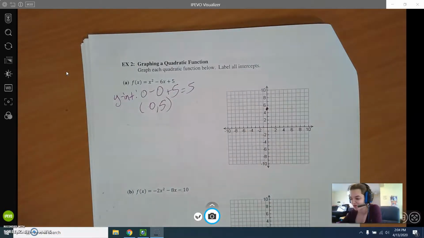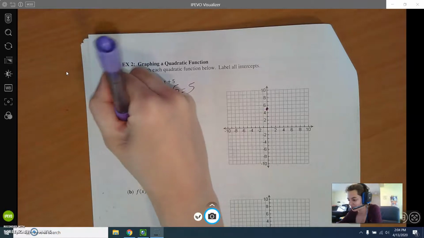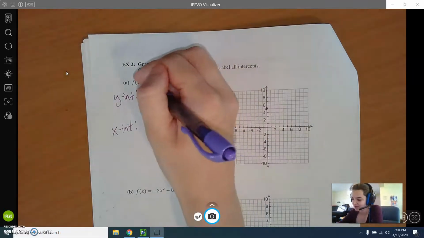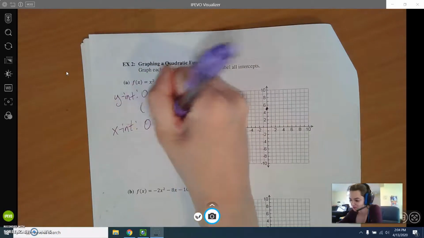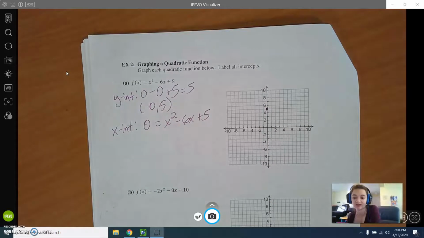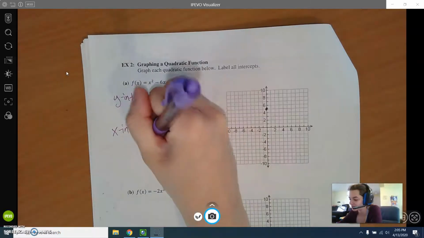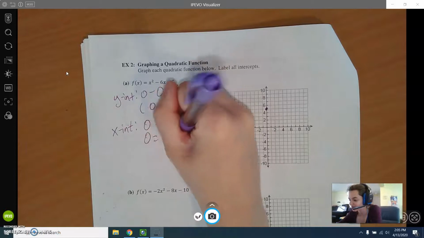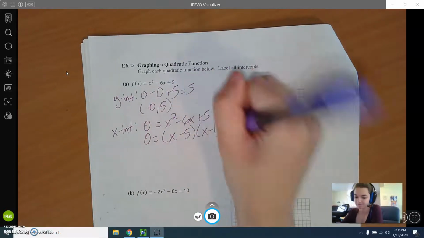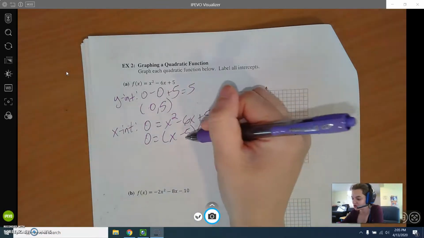Okay? For your x-intercepts, remember that x-intercepts happen when y is 0. So we would make f of x equal to 0 and solve. And you can use any of your methods of solving. I notice that this one factors really easily, so let's factor it. So it factors as (x minus 5)(x minus 1), which means that I have two x-intercepts.